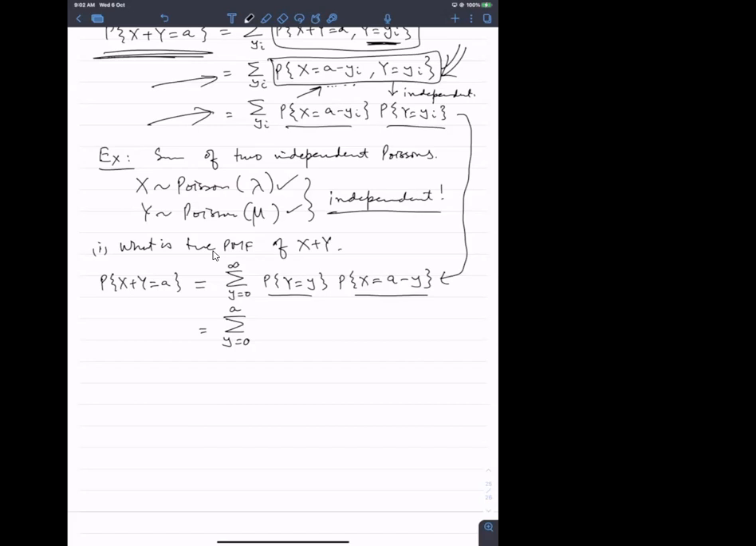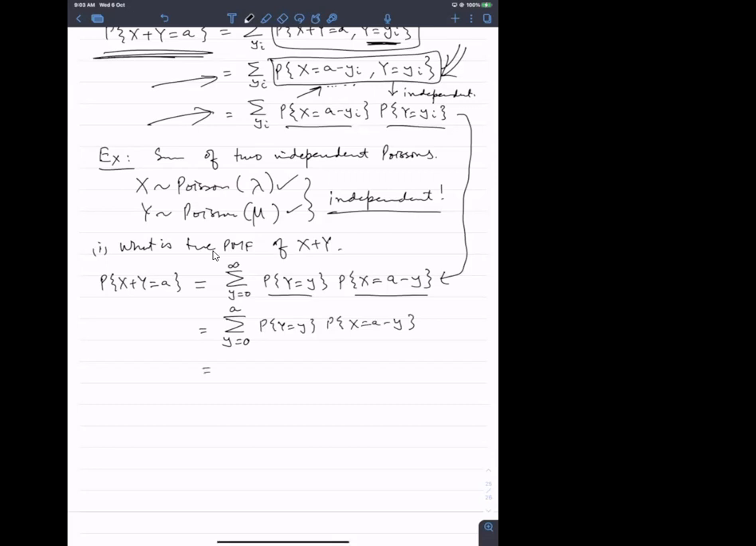Number of typos on a page, number of packets arriving on a computer network: it cannot be negative. Typos can never be negative. Number of people standing in a queue at the PDC line cannot be negative. So a Poisson random variable will take only non-negative values. That means x can never be negative, so y cannot be greater than a. So y must go from 0 to a, of the probability of y taking value y times the probability of x taking value a minus y.